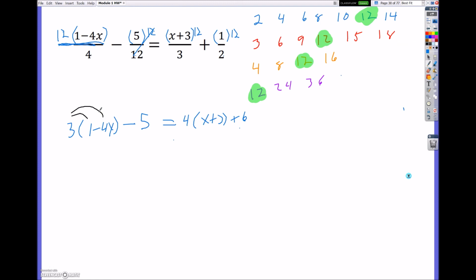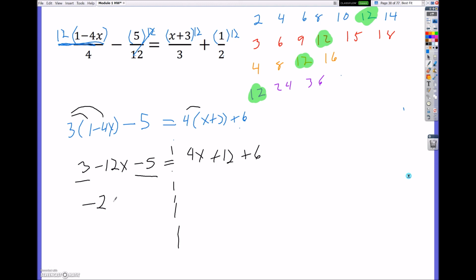I'm going to distribute this 3 to get 3 minus 12x minus 5 is equal to 4x plus 12 plus 6. Same idea as the previous one. Can we combine anything here? And we can. 3 minus 5 is negative 2 minus 12x is equal to 4x plus 18. Now, as I said before, I like to keep my variables positive, so I'm actually going to add 12x on both sides.